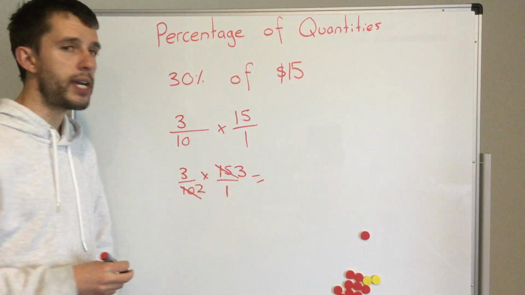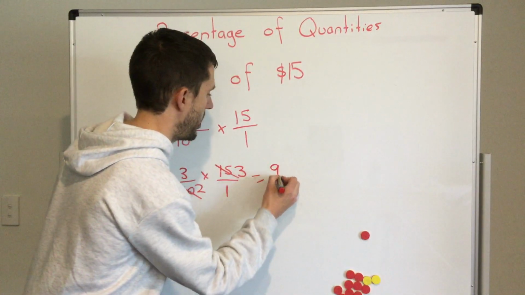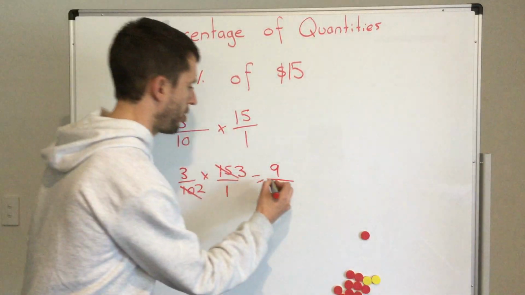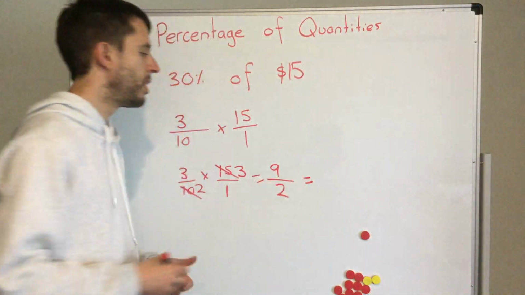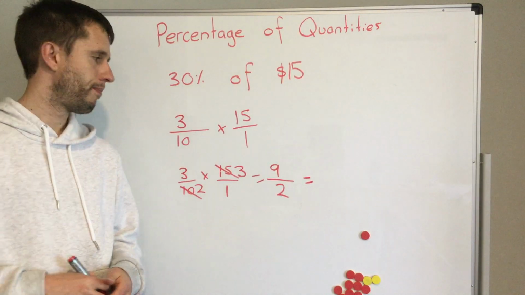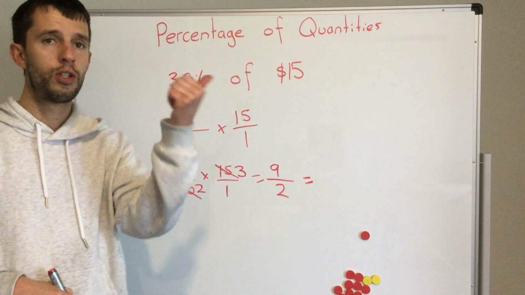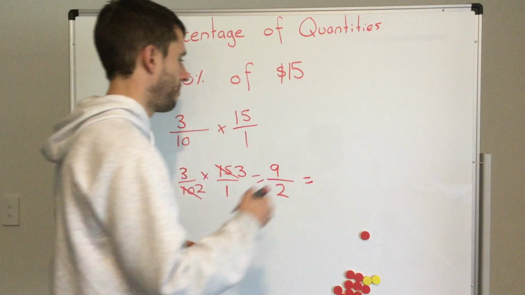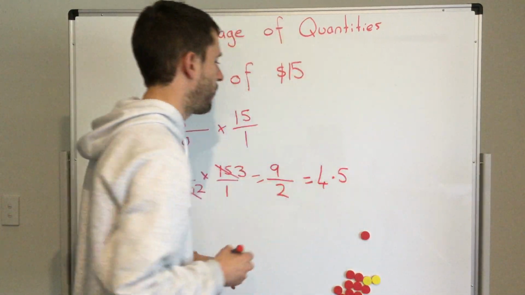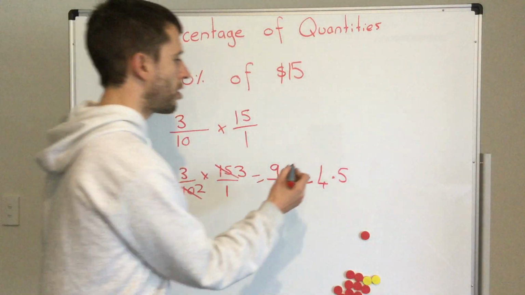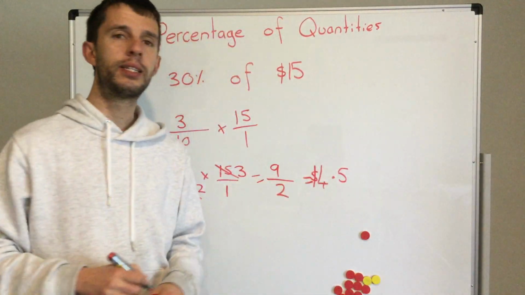3 times 3 equals 9. 1 times 2 equals 2. I can simplify that. 9 divided by 2: 2, 4, 6, 8, and a half left over, which is 4.5. So $4.50.